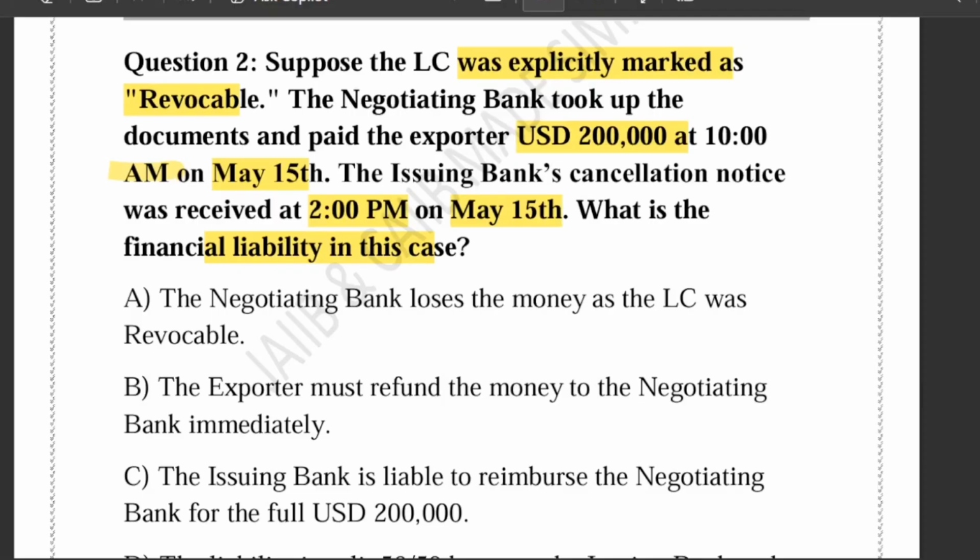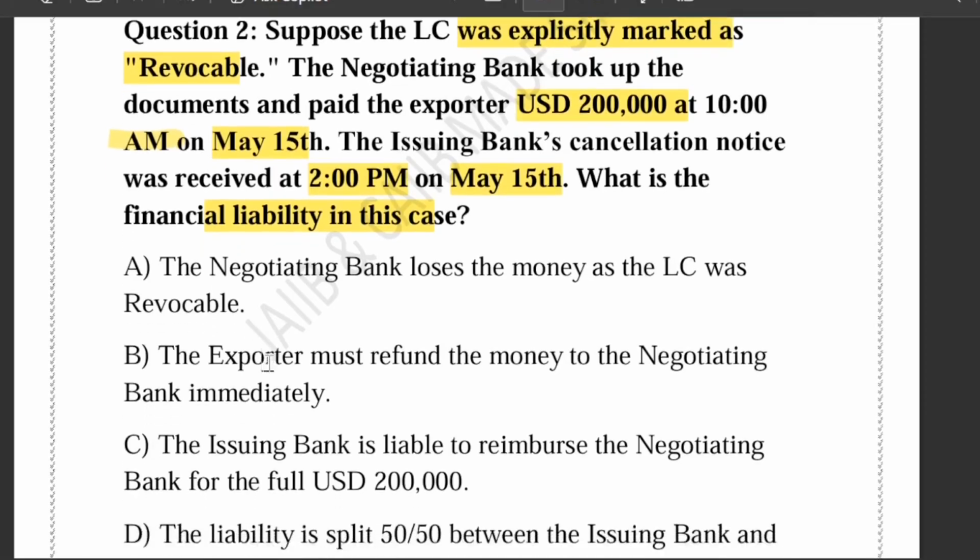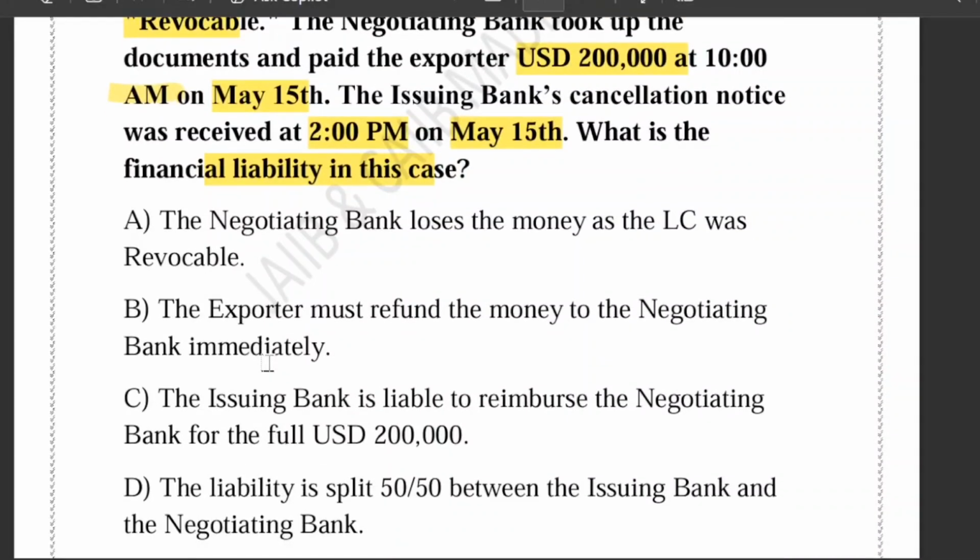The negotiating bank has already paid the exporter, and then the issuing bank sent a cancellation notice, about 3 or 4 hours later. Who bears the financial liability? Option A says that the negotiating bank loses the money as the LC was revocable. B says that the exporter must refund the money to the negotiating bank immediately. C says that the issuing bank is liable to reimburse the negotiating bank for the full $2 lakh. And D says that liability is split 50-50 between the issuing bank and the negotiating bank.